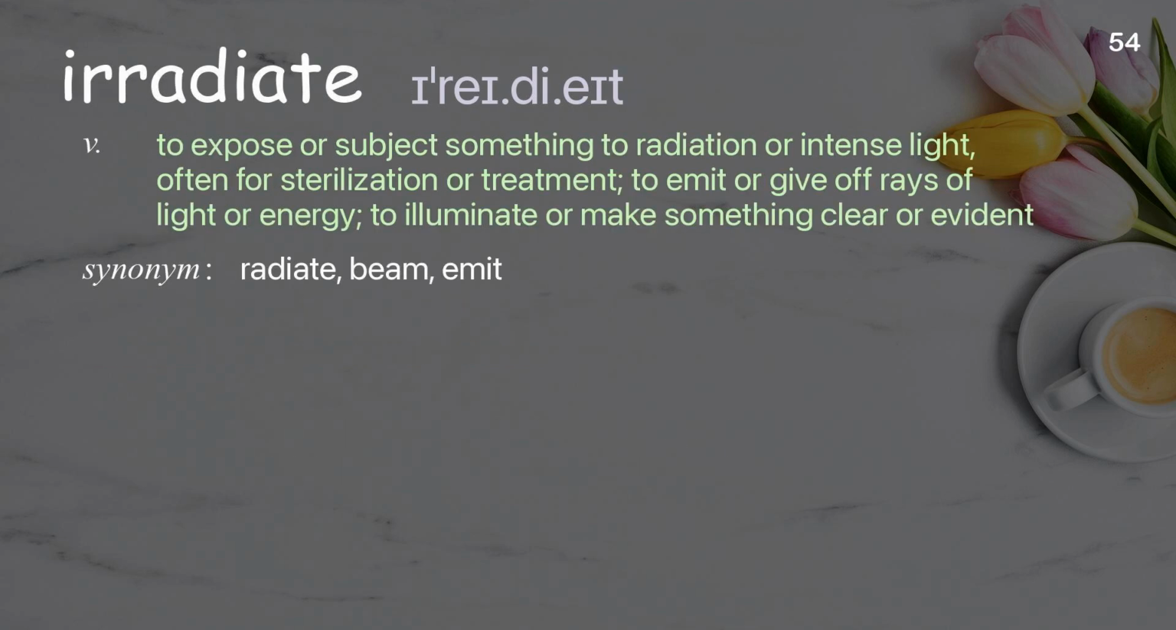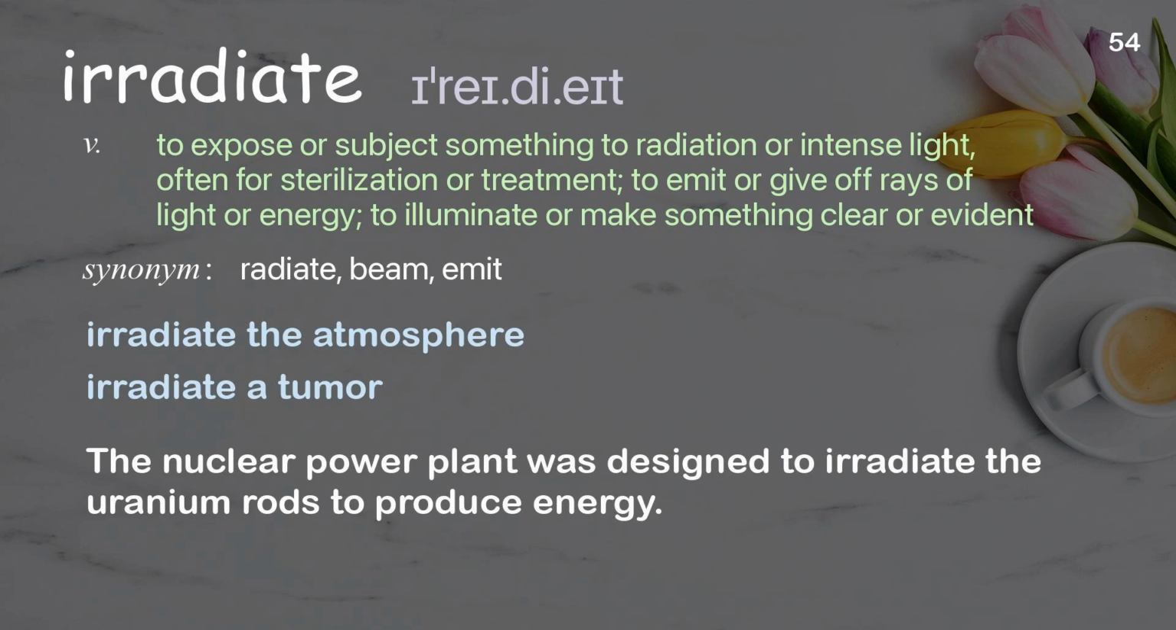Irradiate. To expose or subject something to radiation or intense light, often for sterilization or treatment. To emit or give off rays of light or energy. To illuminate or make something clear or evident. Examples: Irradiate the atmosphere. Irradiate a tumor. The nuclear power plant was designed to irradiate the uranium rods to produce energy.